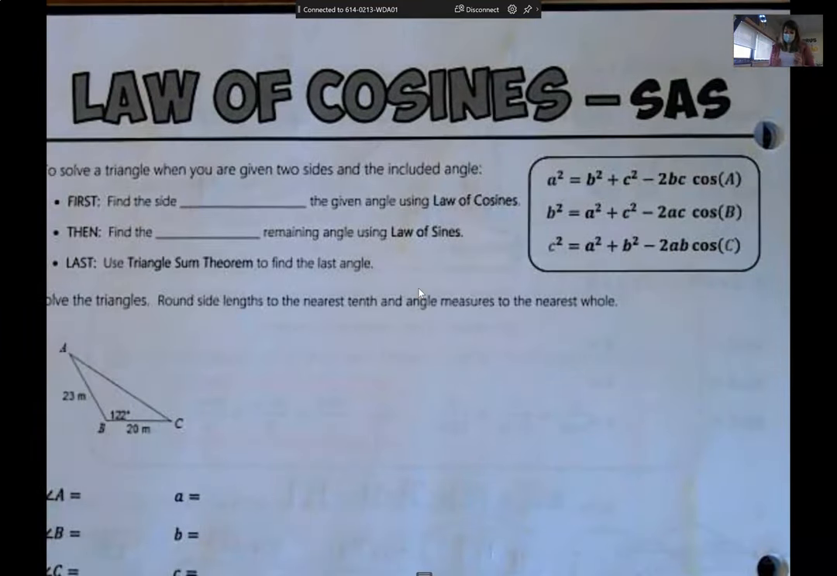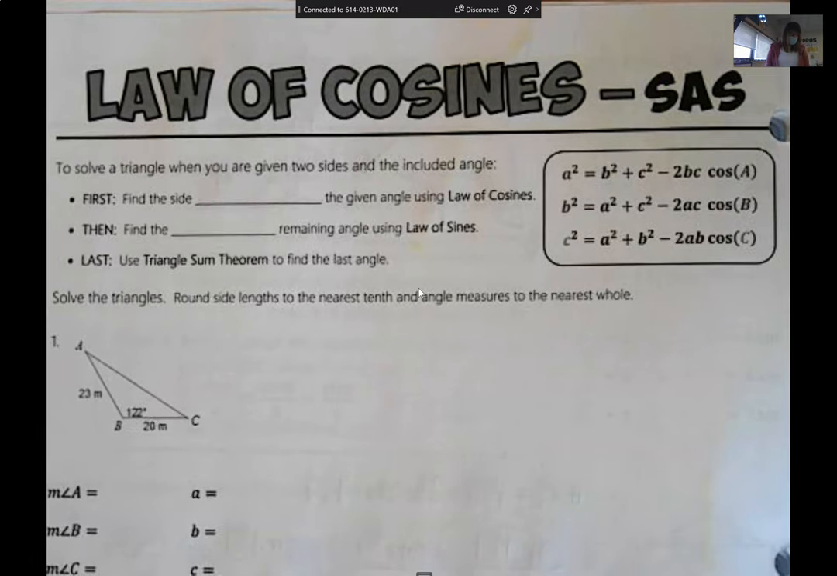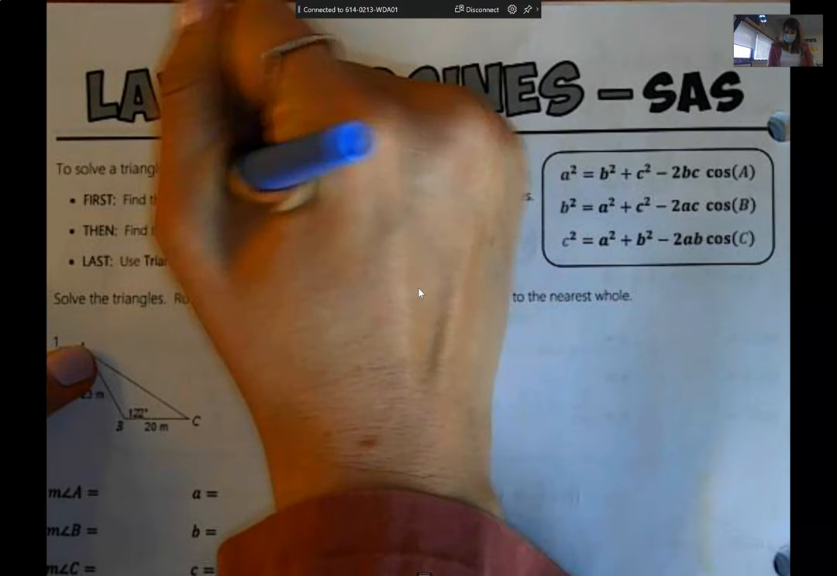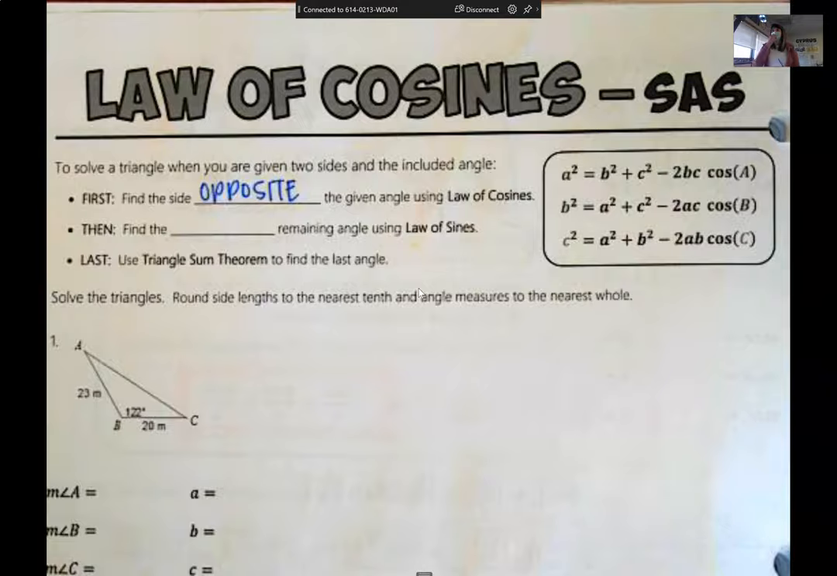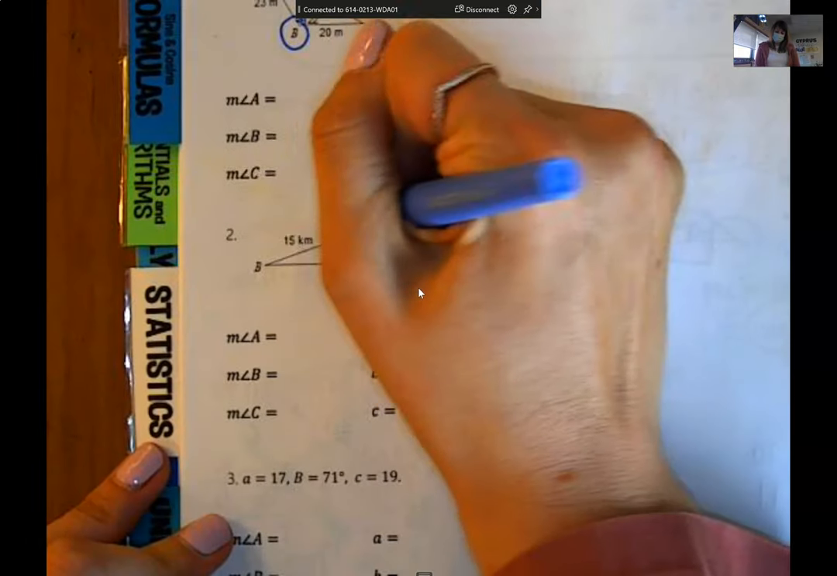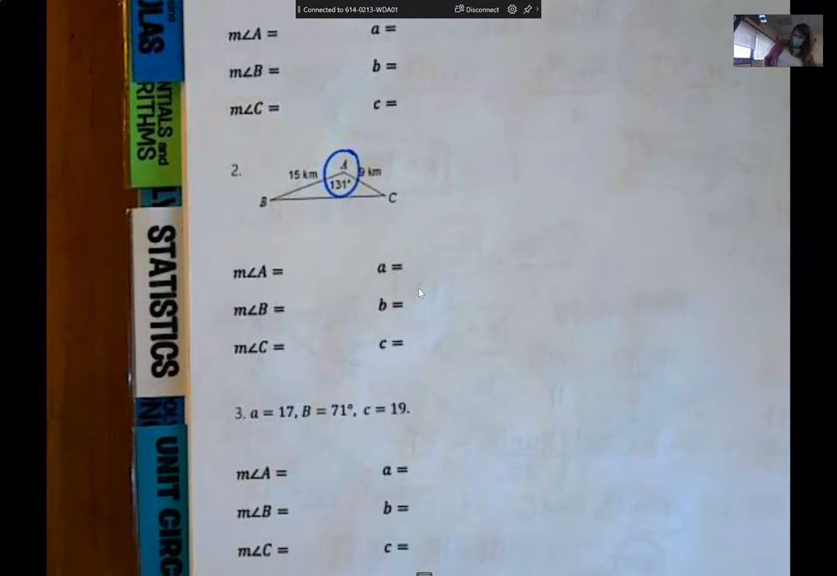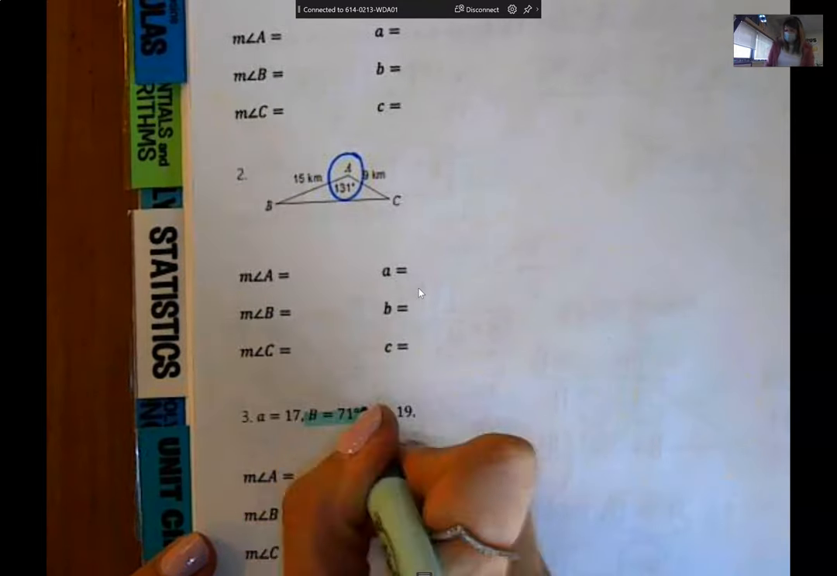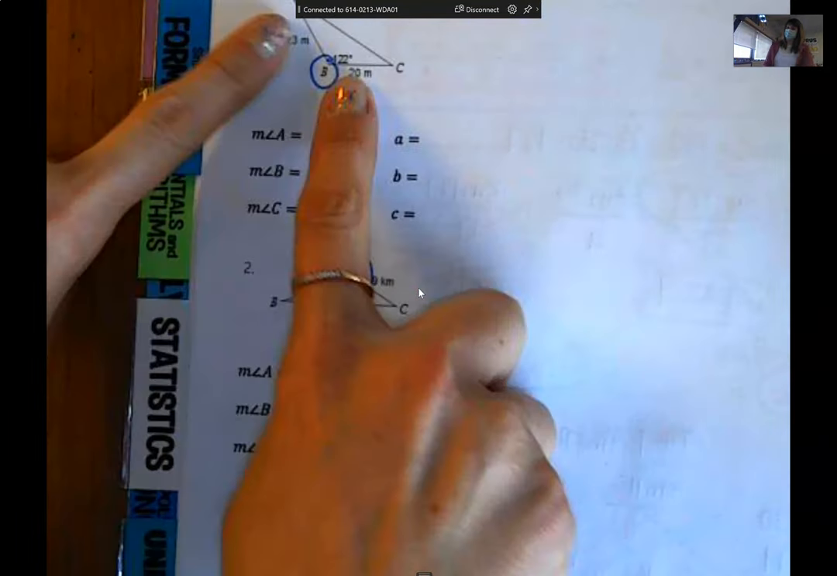So find the side opposite the given angle using the law of cosines. If we go down to these examples, you will see in all of them, they give us one angle. In number one, they give us angle B. In number two, they give us angle A. And in number three, they give us angle B. So they will only give us one angle in all of these problems. Then they'll give us the two sides that make the angle.